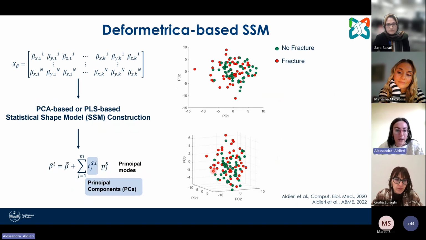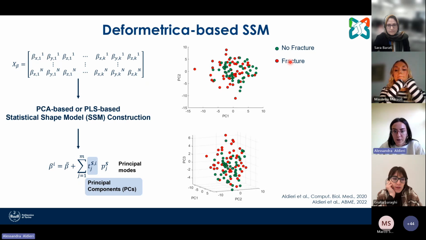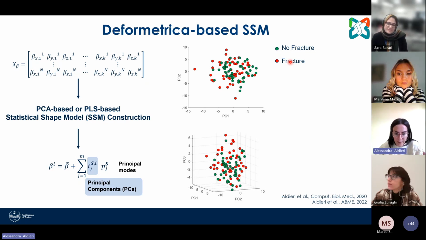And in our case, we tried to use these principal components, which are actually patient-specific, to see if we could achieve a separation accurate enough between fracture and non-fracture cases, as we had this information available. And as you can see here quite clearly, we were quite sad to discover that shape was not that able to stratify and separate our patients between fracture and non-fracture cases.